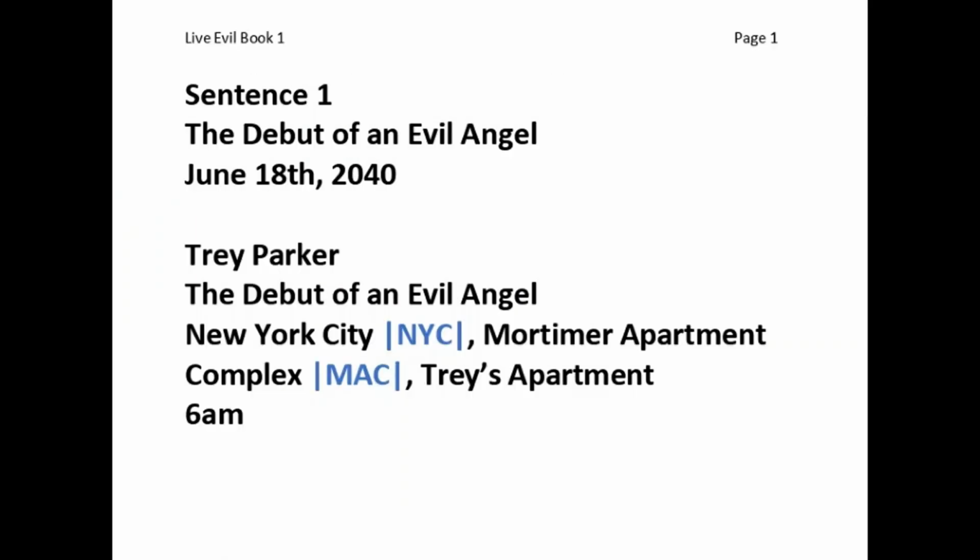Part 3, the extracts. Primary extract, example 1. From Live Evil, the Death Sentence Arc Book 1, Chapter 1. Sentence 1, the debut of an evil angel. June 18, 2040. Trey Parker, New York City, Mortimer Apartment Complex, Trey's apartment, 6 a.m.